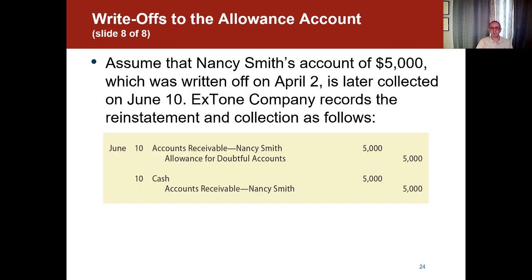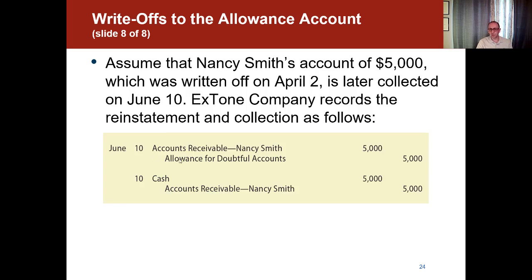So let's see this example here again. Assume that Nancy Smith's account of $5,000, which was written off on April 2nd, is later collected on June 10th. Extone company records the reinstatement and collection as follows. So here we have Nancy, we wrote off her accounts receivable balance, and then we realize, you know what? She wants to come back and pay us. So something happened in her business and she was able to recover.